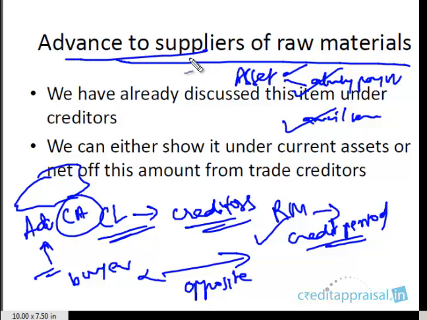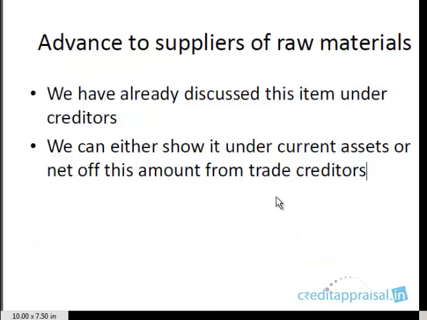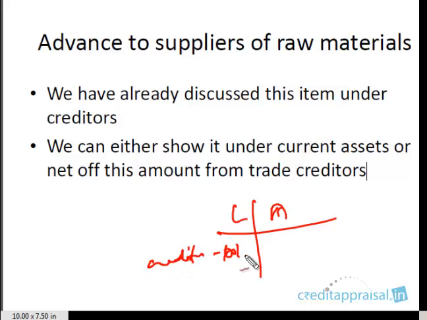So advance to supplier is an asset. It is a current asset, right? Because shortly you are going to get the material. So when you have both these figures in the balance sheet, on liabilities you have an item called creditors, say 100 lakhs. Then on the asset side you have something called advance to suppliers of raw materials. Here this is some 20 lakhs.